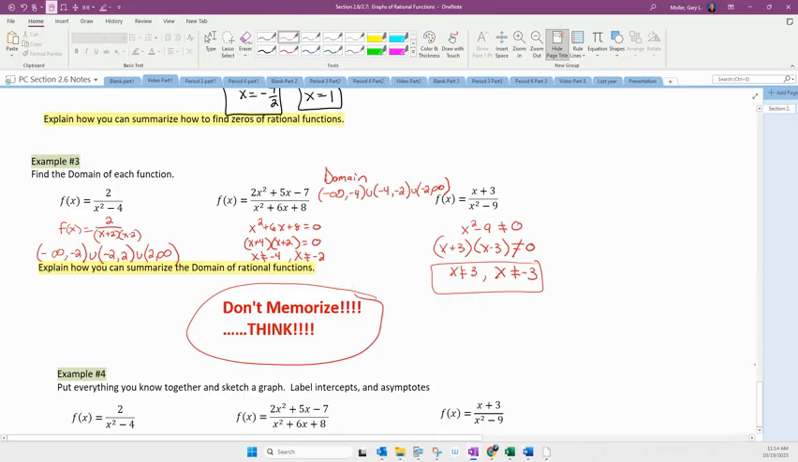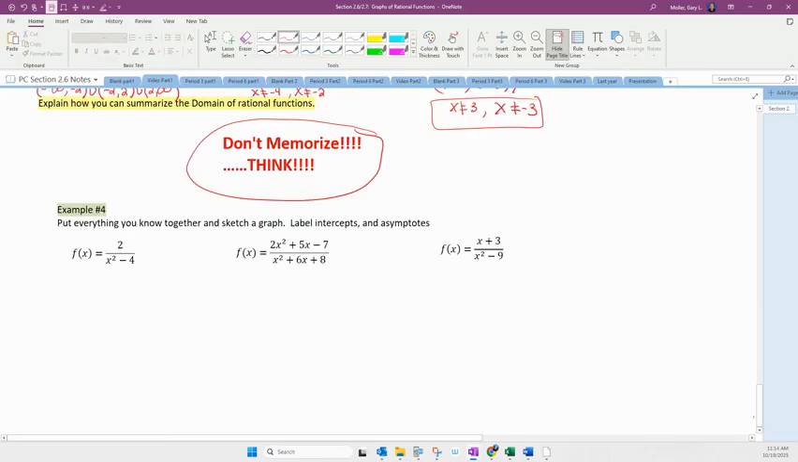Okay, there's probably no way I get all this done in one lesson, but let's finish this video anyway, even though I might break this up in class. Put everything you know together and sketch a graph. Label the intercepts and the asymptotes. Before I do anything, I want to consider the factored version of all of these. So this factors into x plus 2 and x minus 2.